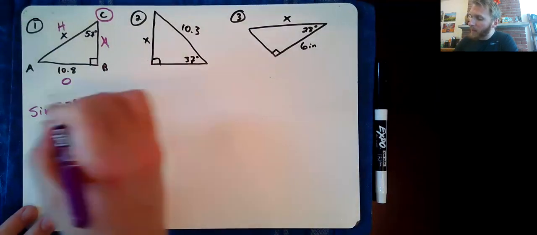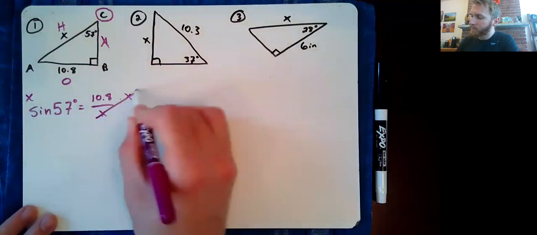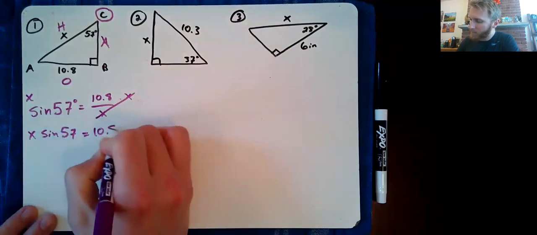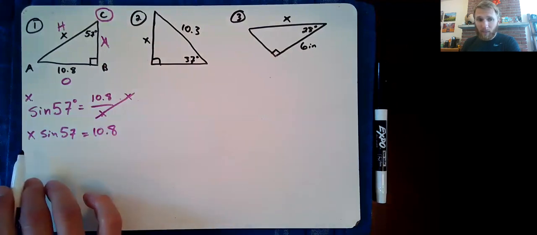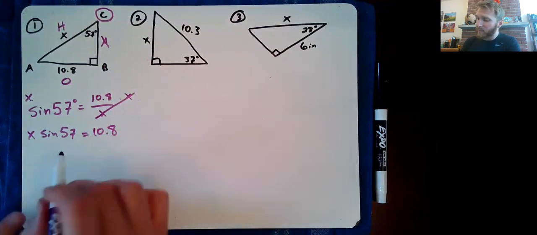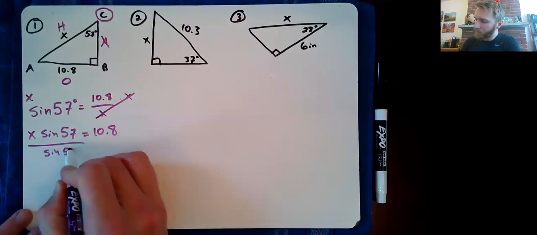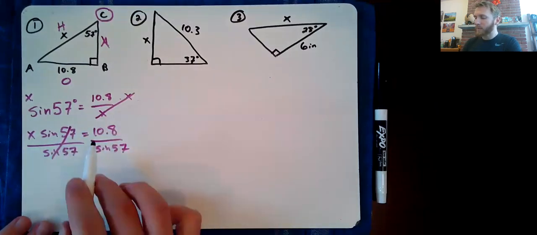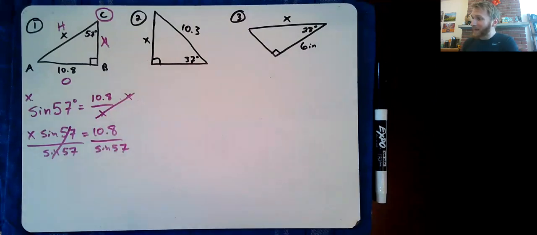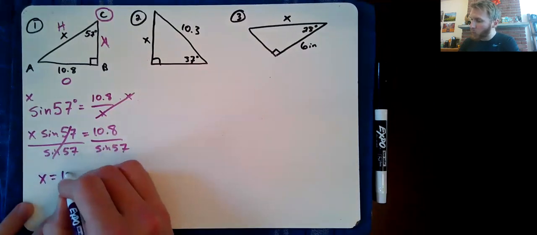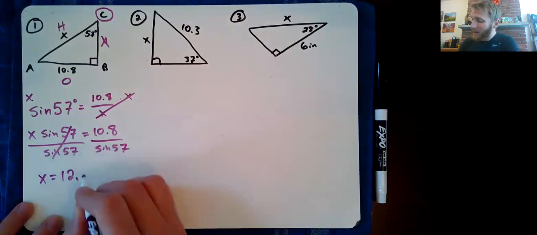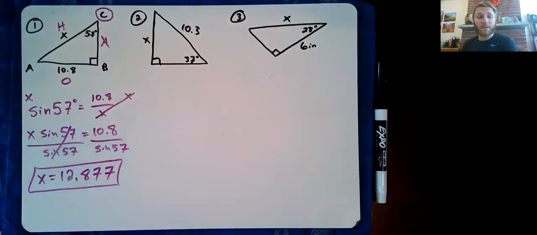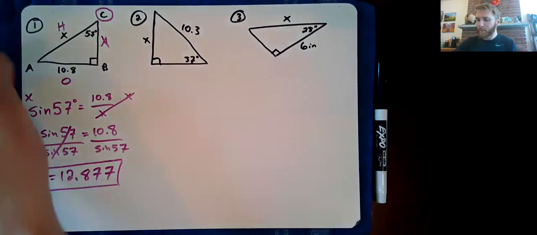So I multiply both sides by X because I want to get rid of the fraction here. Now I have X sine of 57 equals 10.8, which I can't type in because, again, I've got an X over here. I want to get X by itself. So I divide by sine of 57. That cancels, and I'm left typing into my calculator 10.8 divided by sine of 57, which gets me a value of 12 point. I want it rounded to the nearest thousandth. So 12.877. Make sure you're reading the directions as to what place value they want them rounded to.